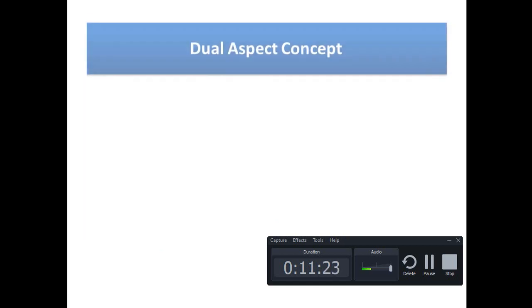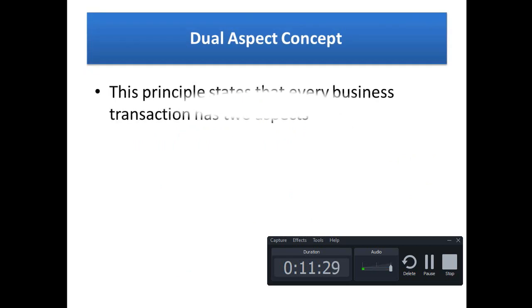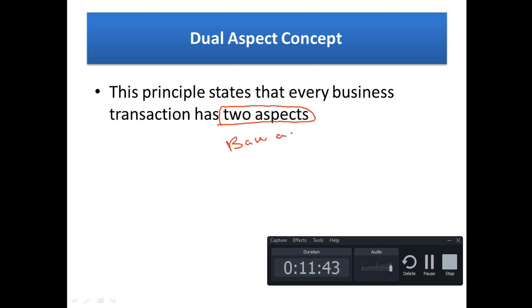The next accounting principle is the dual aspect concept. The dual aspect concept states that every business transaction has two aspects. It is a very important principle, and in fact it is the base of accounting. There are two legs of every business transaction.